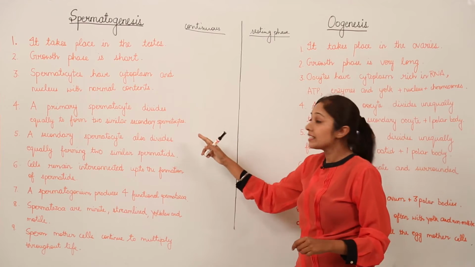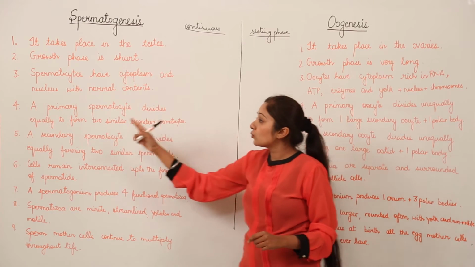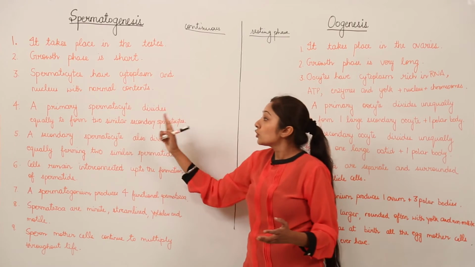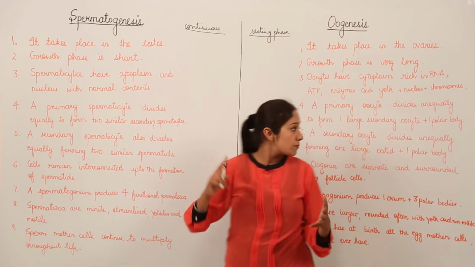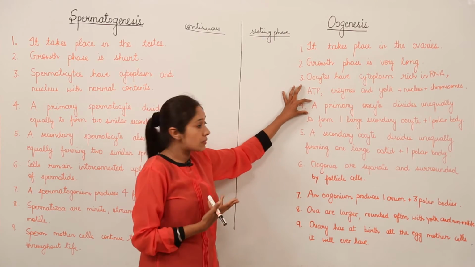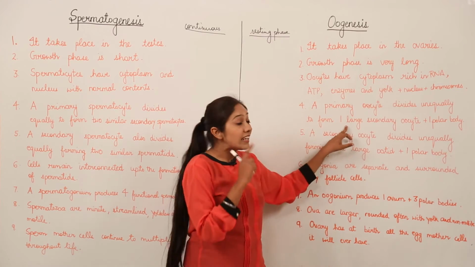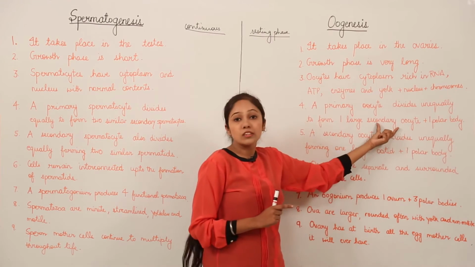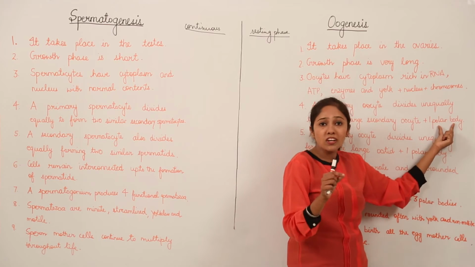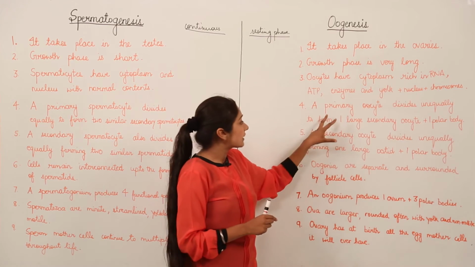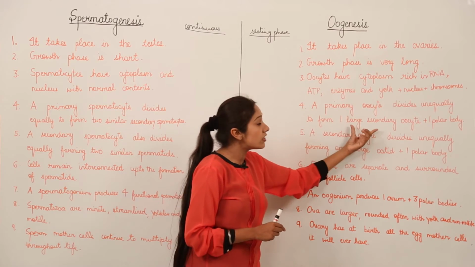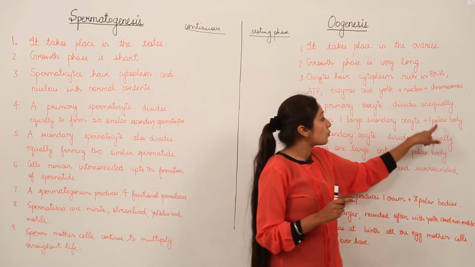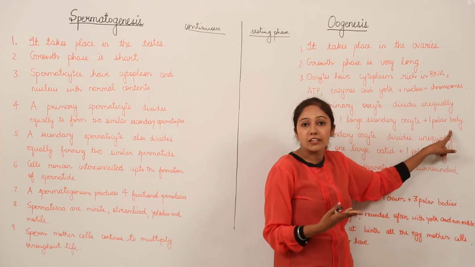Next, we move on to the fourth point. A primary spermatocyte divides equally to form two similar secondary spermatocytes. But a primary oocyte divides unequally to form one large secondary oocyte plus one polar body, and this polar body is not equivalent to this. This polar body is very small and it is non-functional. So a primary oocyte forms one secondary oocyte, which is functional, but it also produces one polar body which is very minute and non-functional.